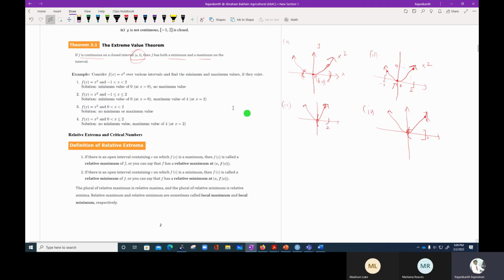So you could look at the picture and find the maximum or minimum, or in other words, extreme points, all the time. That is the extreme value theorem.